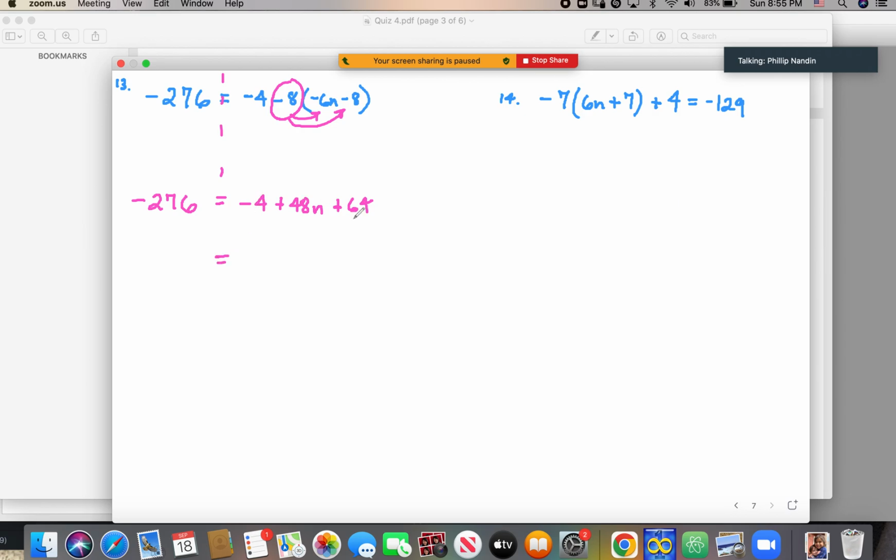Now, negative 4 and positive 64 are positive 60. And now I can't simplify the right-hand side any further. I got to start working with both sides. I first get rid of this 60. This is going to be negative 336. And now I divide by 48 on both sides to get the n by itself. And I'm going to guess that there's 6 48s in this.